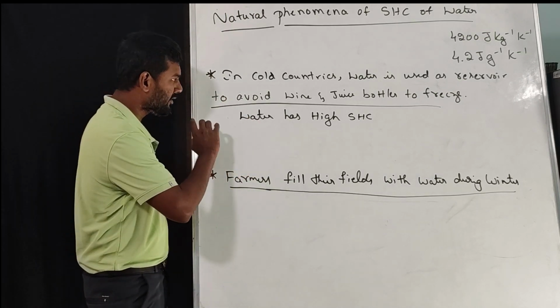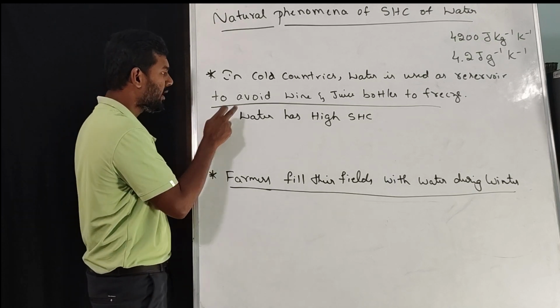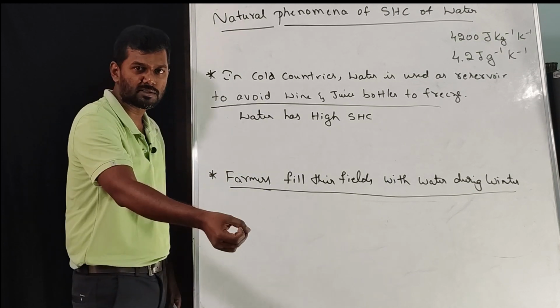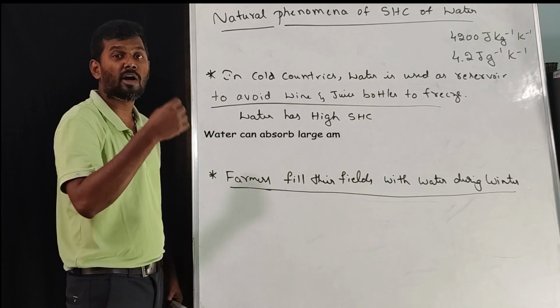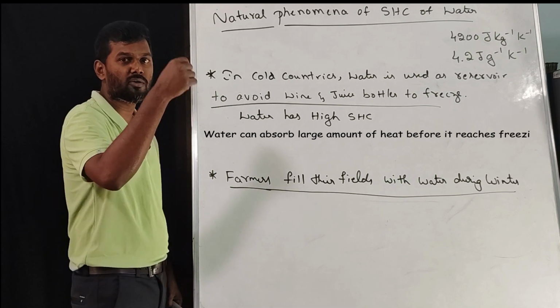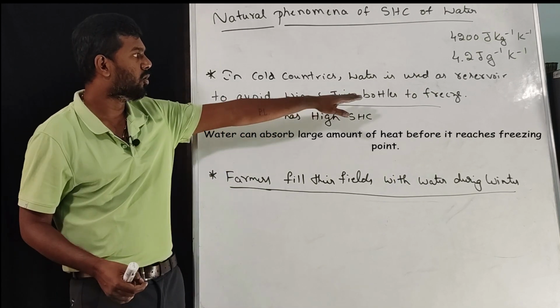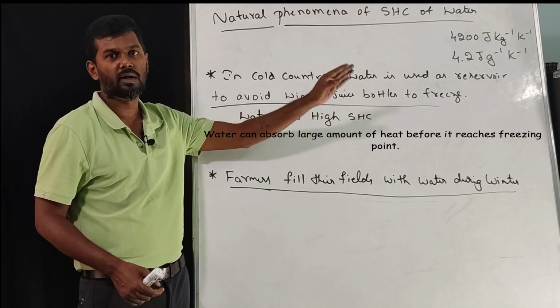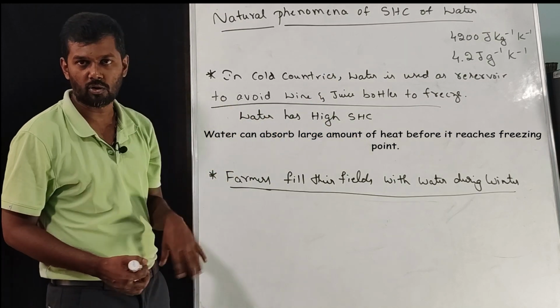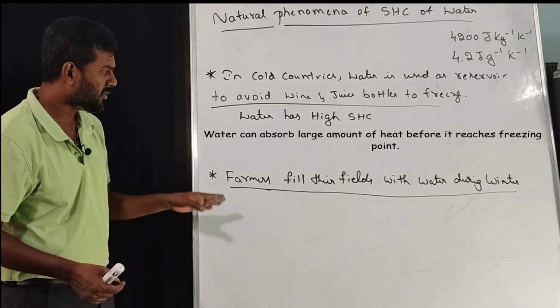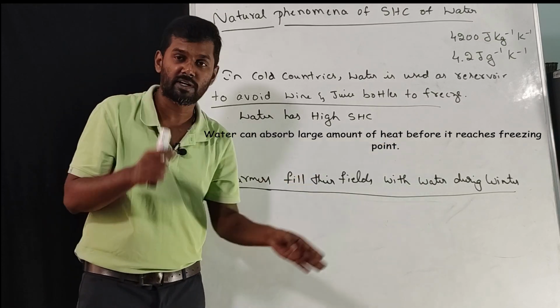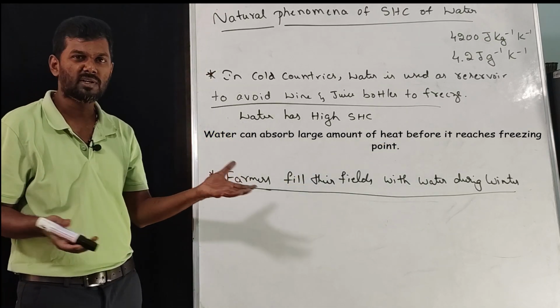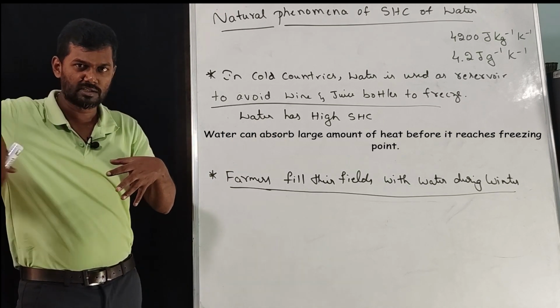So whatever the answer you're going to write, that should be water has high specific heat capacity and it requires a large amount of heat energy to go to the freezing level, and it requires a larger time to reach the temperature. This is the answer you're going to write. And next, farmers fill their fields with water during the winter. During the winter season, the farmers will fill the fields with water.